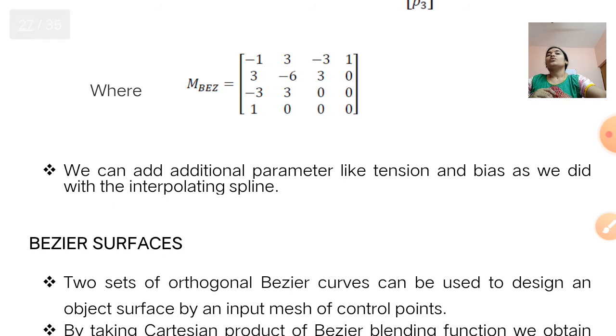Okay, we can add additional parameters like tension and bias as we did with interpolating splines. So this one we will discuss later when you are in higher study, we take all these things in, then you students can read them again deeply.